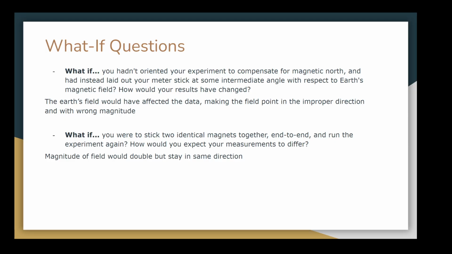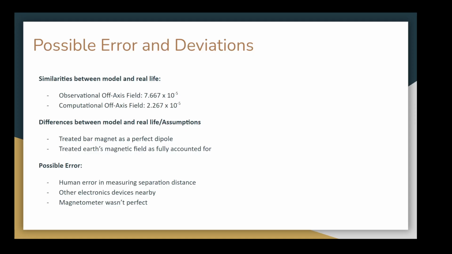And what if we were to stick two magnets together, end to end, and run the experiment again? The field would double, but it would stay in the same direction because now we have two magnets contributing the same amount of field. The direction didn't change because the magnets are basically in the same spot. It's just double magnets.